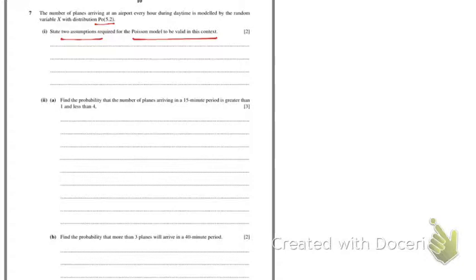Part 2 is: find the probability that the number of planes arriving in a 15-minute period is greater than 1 and less than 4. So first we'll have to adjust the lambda. So X follows a Poisson. 5.2 is the lambda for 60 minutes, say for an hour. So for 15 minutes the lambda is going to be 1.3. And then you have to find the value greater than 1 and less than 4.